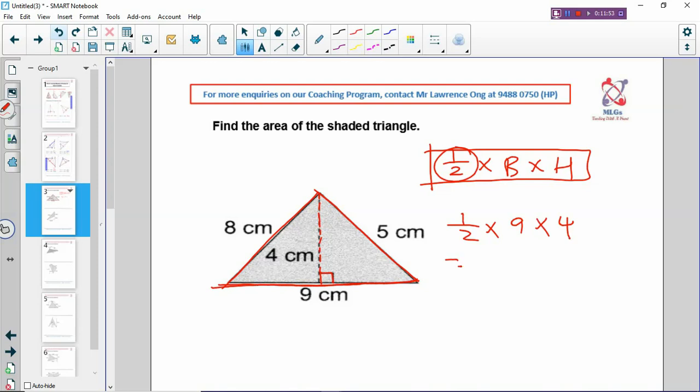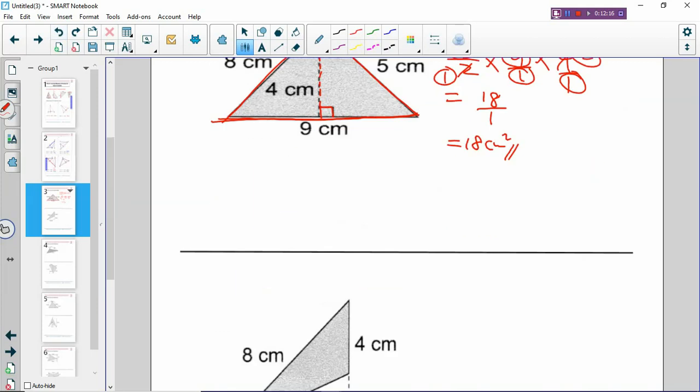And no calculator, so what do you do? You learn to cancel: divide by 2, and then divide by 2. So what's the area of this triangle? Then you circle the numbers you never cancel. So 1 times 9 times 2, that'll be 18. And then 1 times 1 times 1, that'll be 1. And the area of the triangle is 18 cm square. Okay, let's go on to the next question.